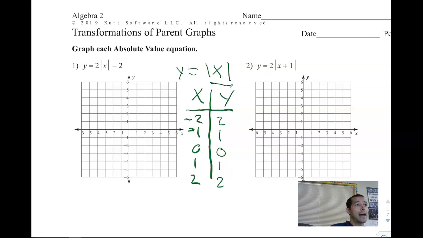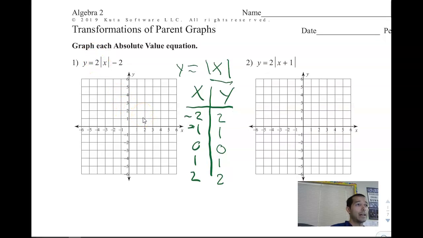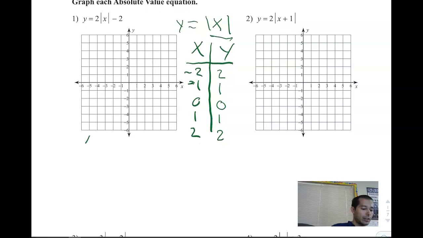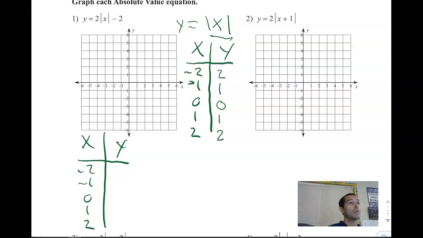Okay. After that, we want to think about how this 2 affects everything. So to figure that out, let's make another XY chart, okay? And if we do another XY chart, we just have to double all the Y values, okay? So if I double all the Y values here, that's what this 2 does in front. Doubling all the Y values, I'm going to get 4 because double 2 just gives me the 4 right here. Then you'd have 2, 0, 2, and 4, okay? So those are all double the Y values.